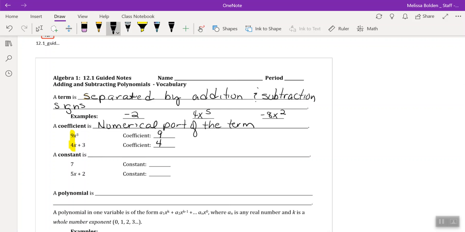A constant is just that. It is a number without a variable. So in this case, our constant is 7, and in the bottom, our constant is simply 2. It's the part of the term without a variable. And a polynomial is a sum of terms.